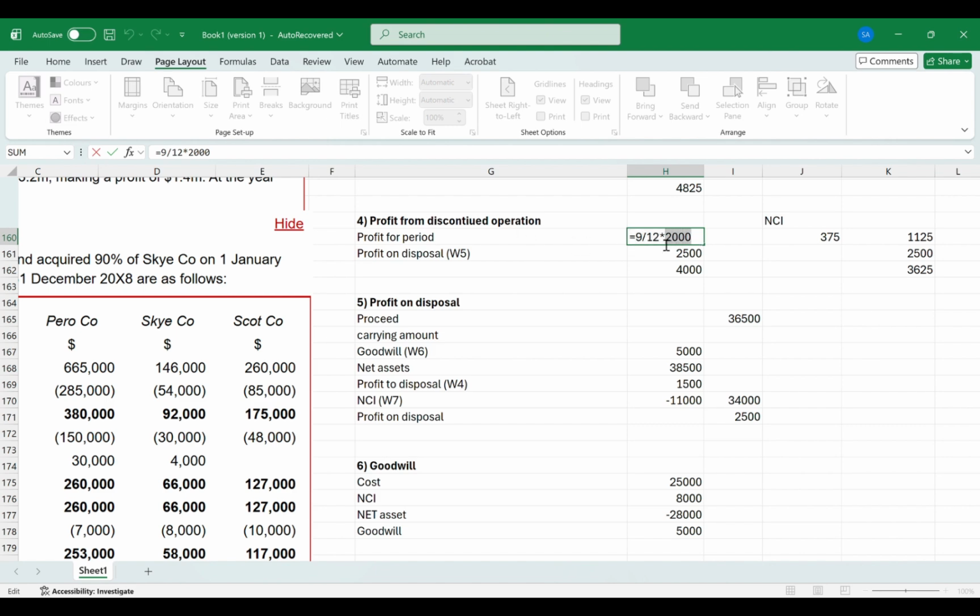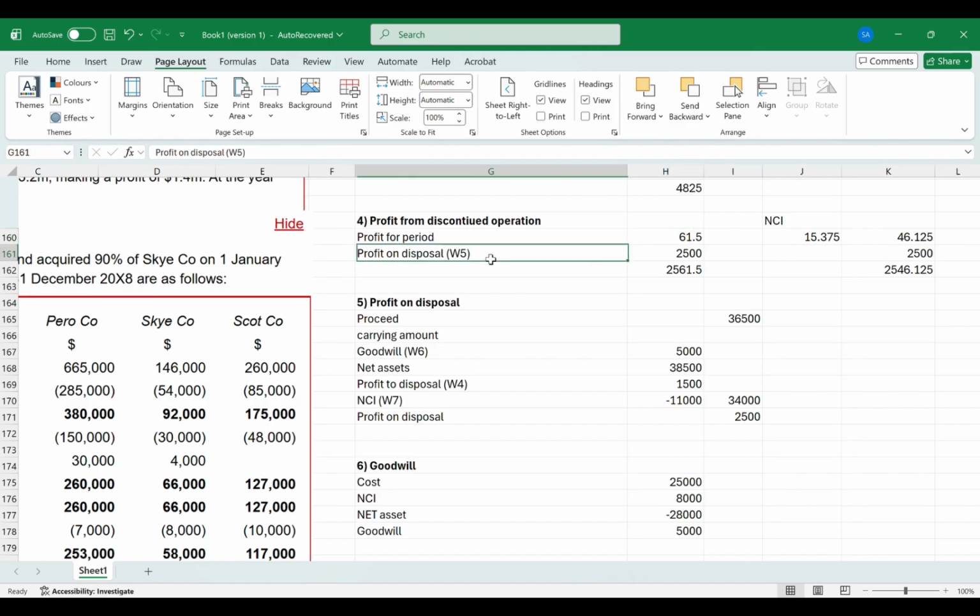It is 9 months of 85 plus 9 minus 9. So 61,500. And then gain on disposal. This gain on disposal is done in working 2, which is here. Okay. So working 2, that is the gain on disposal.